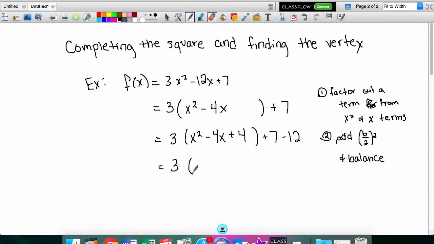Next, you'll factor the perfect trinomial here. So here we have x minus 2 quantity squared. You can get this by essentially just cutting the b term in half or taking the square root of your c term. Either way it should work. And then you can simplify your coefficients. So we're factoring and simplify.